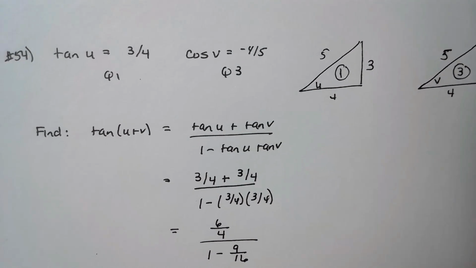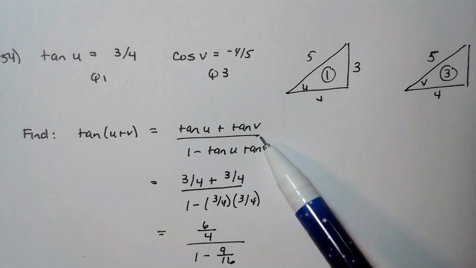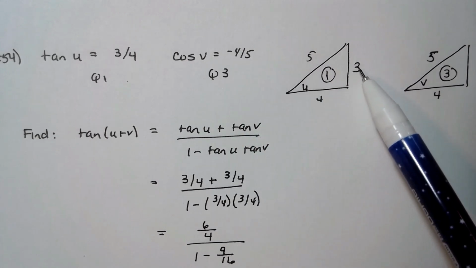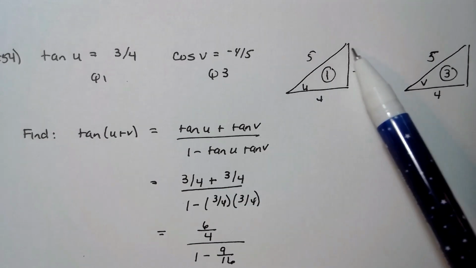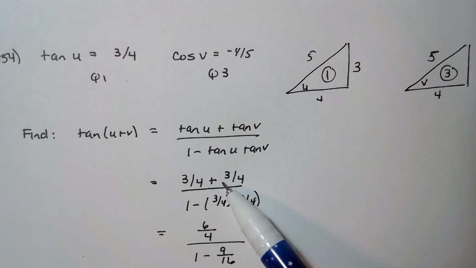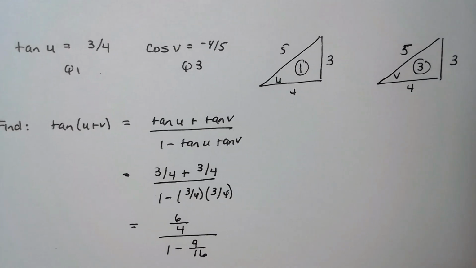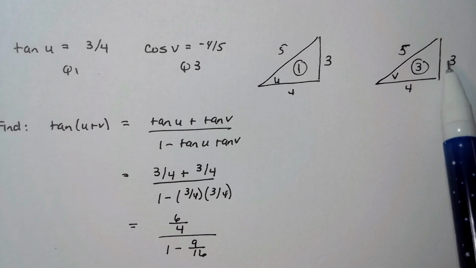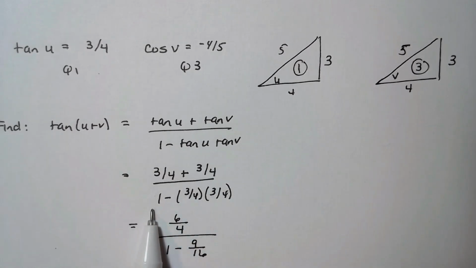So, if we want to find the tangent of u plus v, well, the formula is here. Now, the tangent of u is opposite over adjacent, so 3/4. It's in quadrant 1, so everything's positive in quadrant 1, plus the tangent of v. Now, this is quadrant 3, and in quadrant 3, the tangent's also positive because the sine and the cosine are both negative. So the tangent of angle V is the opposite over the adjacent, so 3/4 again. And then on the bottom it's just going to be 1 minus 3/4 times 3/4.